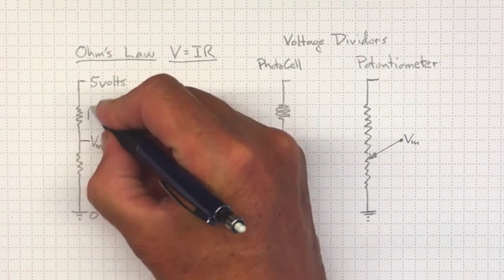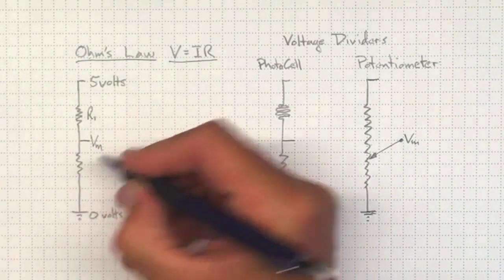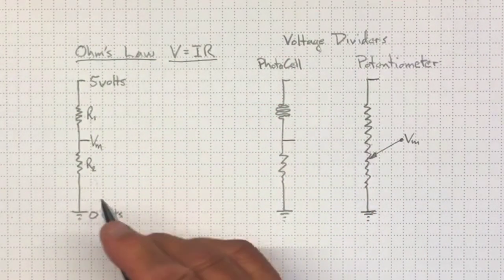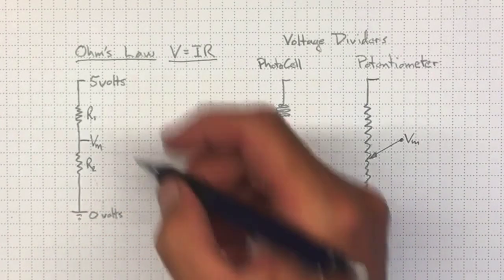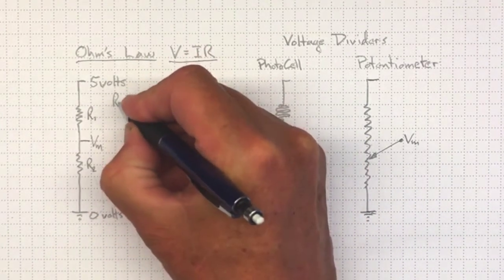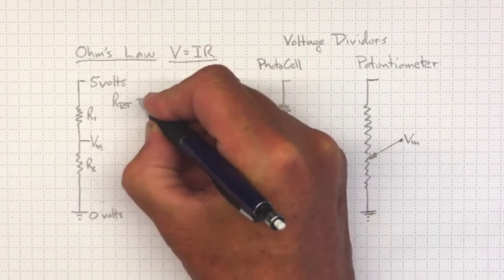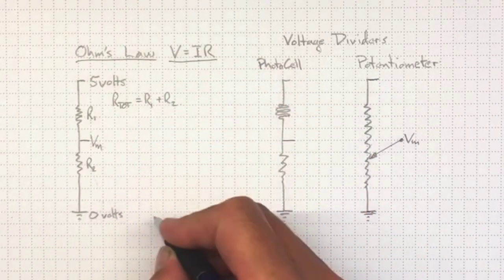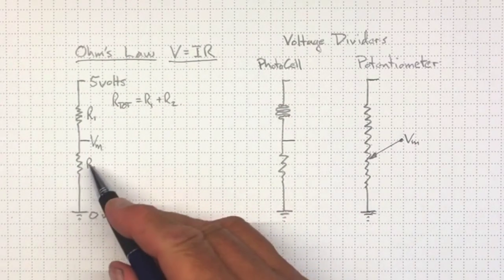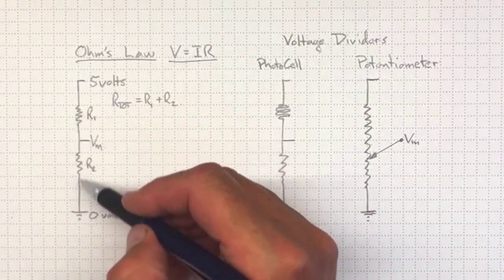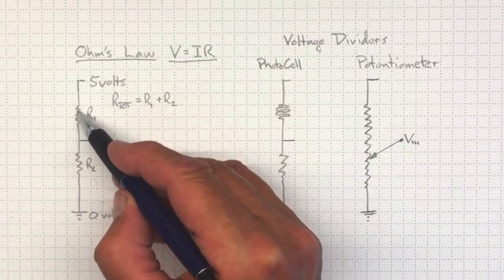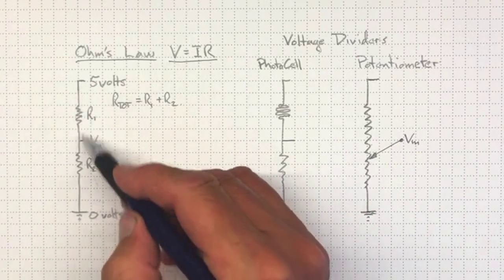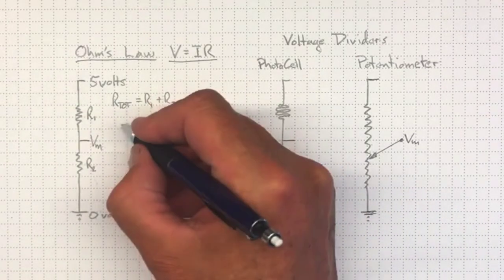So let's call this resistance R1, some number of ohms, we don't know what it is right now, and R2, but they're both fixed values. The total resistance will be the sum of the two, R1 plus R2, and we can look at the current flowing. Because it's a single path, any current that flows in here flows through that resistor, flows through that resistor as well. So all the currents are the same.